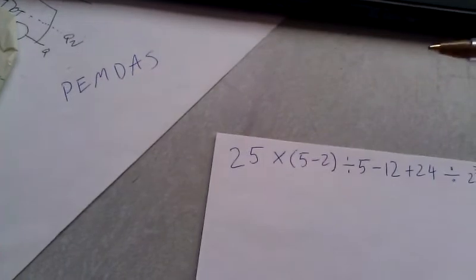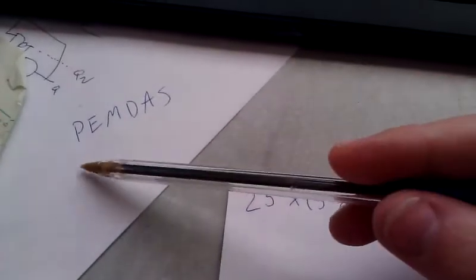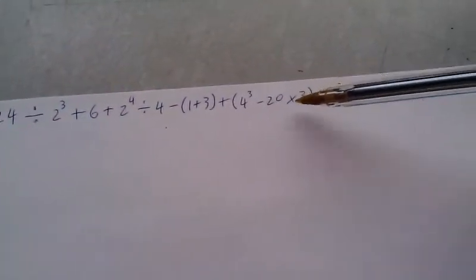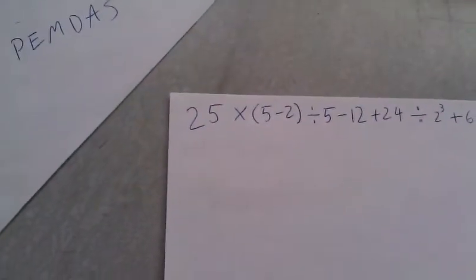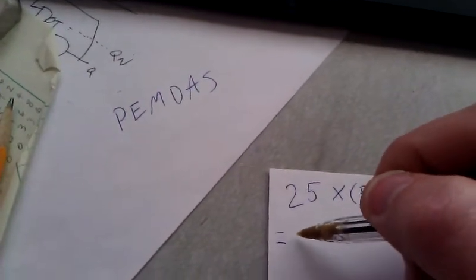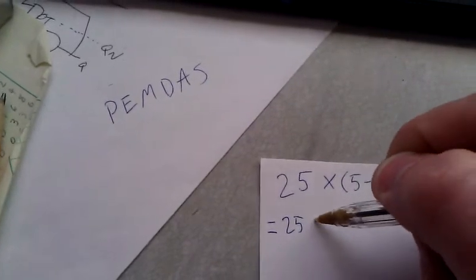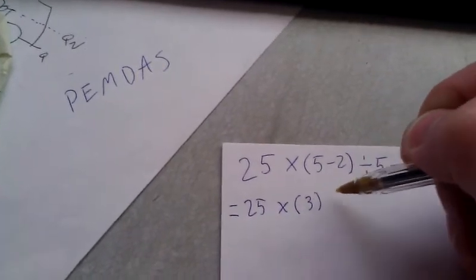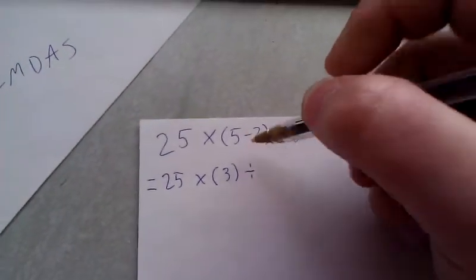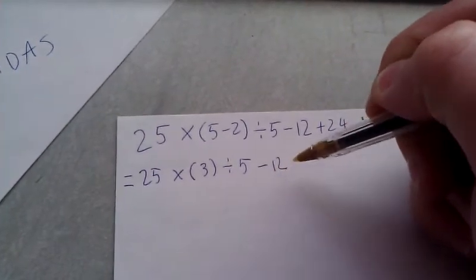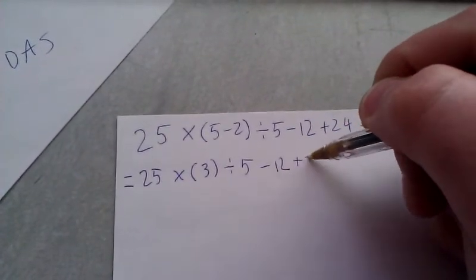So you gotta look at where your parentheses are. So here's one, and here's one, and here's one. Here's one. So you do all the parentheses first. So you just go right to left and we'll write down everything in order here. So 25 times, and then 5 minus 2, that's 3, divided by 5 minus 12 plus 24.